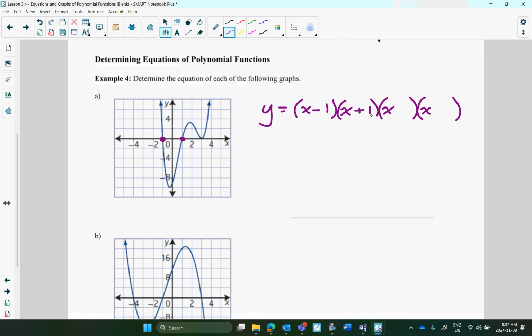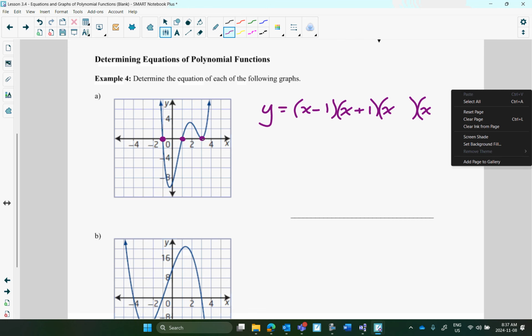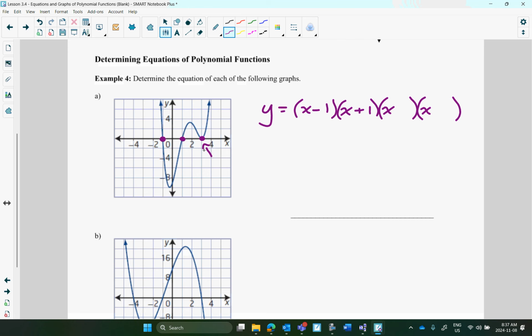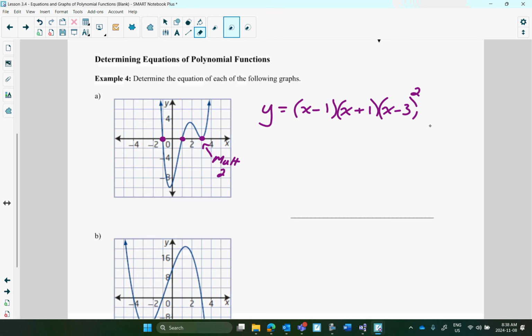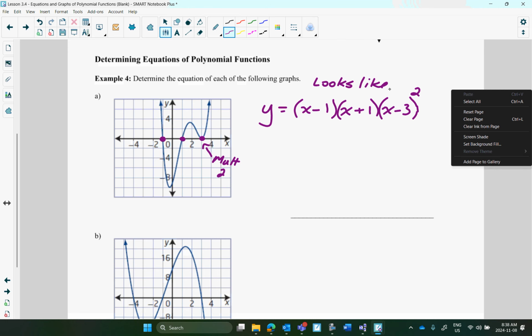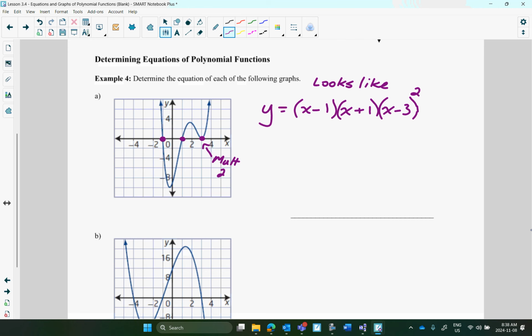And there's one more. 3, but what's so special about this one? It bounces back, which means it has a multiplicity of 2. So it becomes x minus 3, but because it bounces back, it's squared, and that's it. I don't need this last one. So it looks like, and I'm going to put this in here, it looks like it's going to be this, according to the x-intercepts.